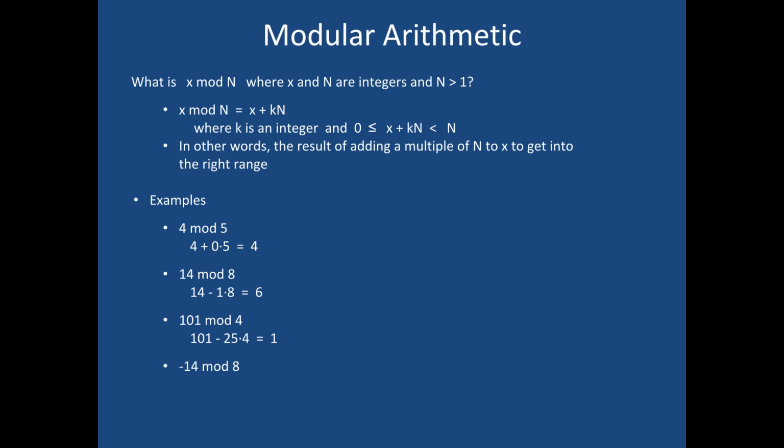Okay, let's see. In this case, it's negative, so we need to be adding 8s. So we need to add 2 8s, right? If we add 1 8, we get negative 6. Add another 8, we get it up in the right range. So yeah, it's 2. Oddly enough, well, I'll come back to that.